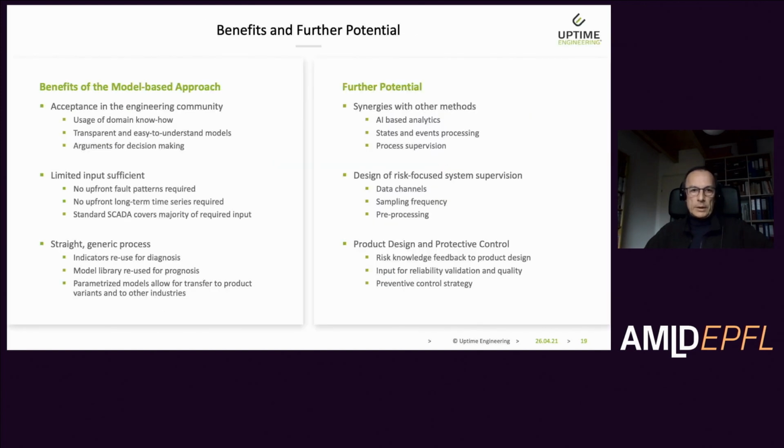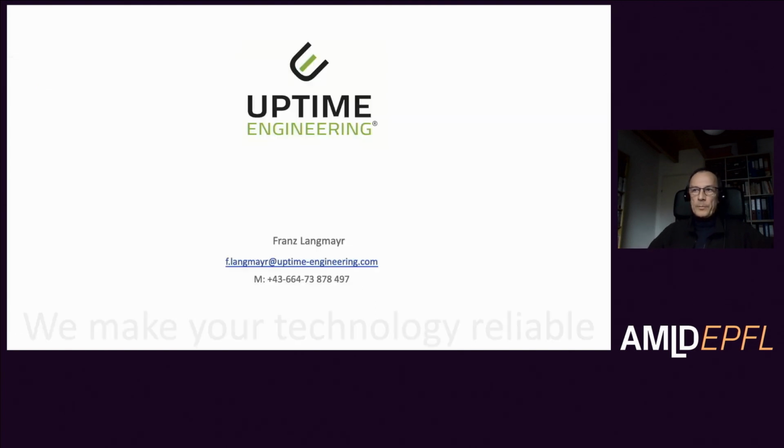Benefits and further potential. Last slide in the presentation. Benefits of the model-based approach. According to our experience, we have quite a good acceptance of the engineering communities. We need only limited input defined by the actual failure mode. We have a straight and generic process, and further potential is synergies with other methods, as in particular investigated in the Romeo project. Design risk focused system supervision is possible, and product design and protective control is possible. That's it from model-based analytics. I'm open to your questions.